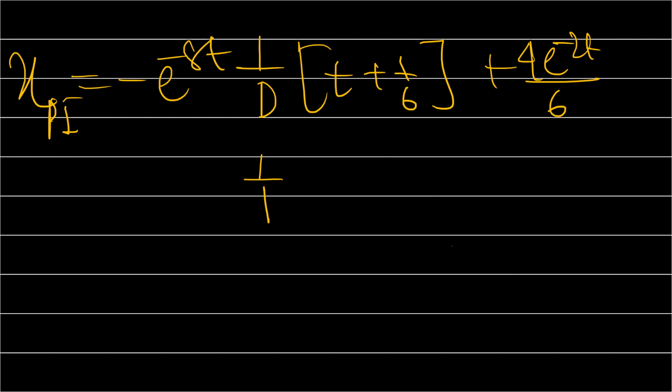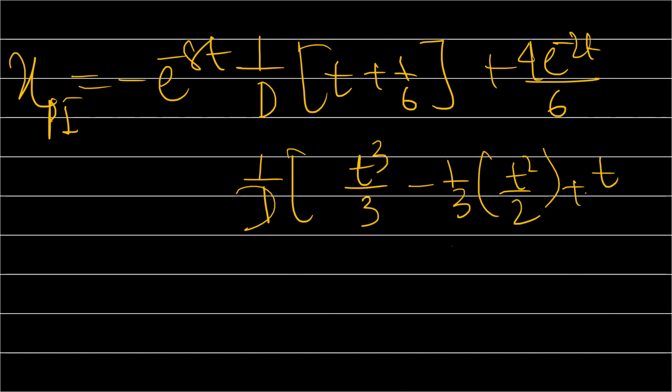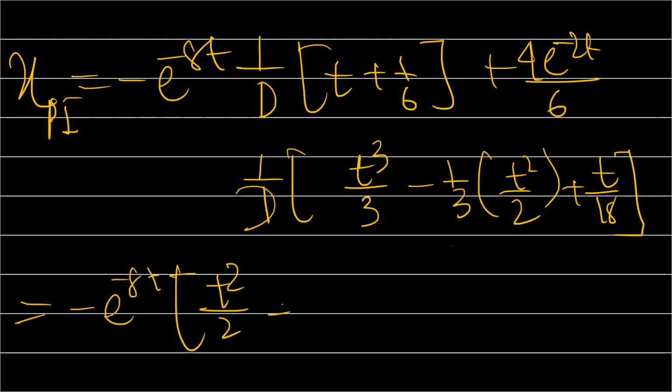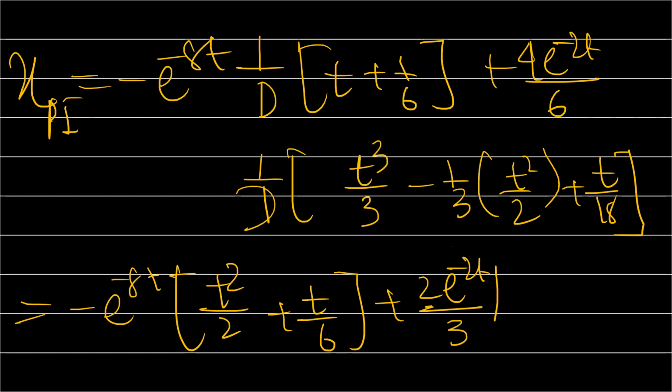Sorry, we have solved it now. 1 by D whole into, it will be t cube by 3 minus 1/3 t square by 2 plus t by 18. So 1 by D is nothing but integration. So the integration will be e to the power minus 8t, t square by 2 plus t by 6, plus 2 e to the power minus 2t by 3, 1 by 2 integration again, e to the power 4 by 12 minus 1 by 6.